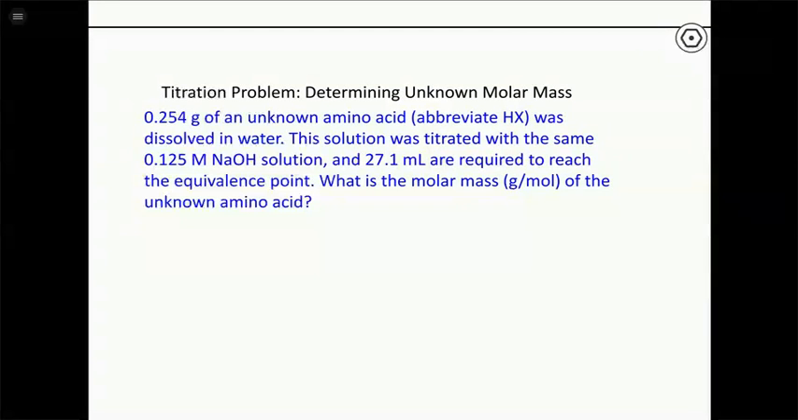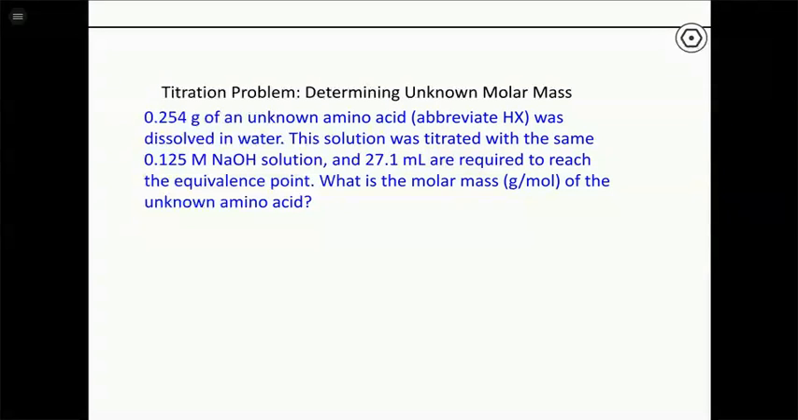So we have an unknown amino acid which has one acidic proton, was dissolved in water. This was titrated with 0.125 molar NaOH solution, and we found that 27.1 milliliters were required to reach the endpoint. What is the molar mass of the unknown amino acid?